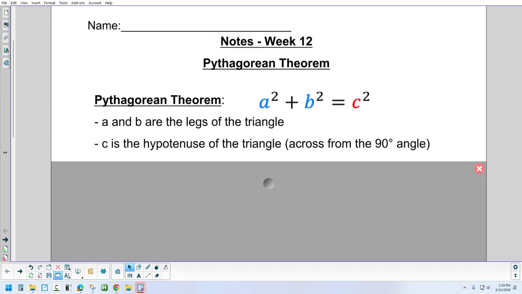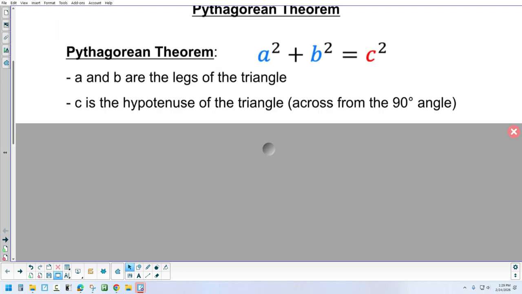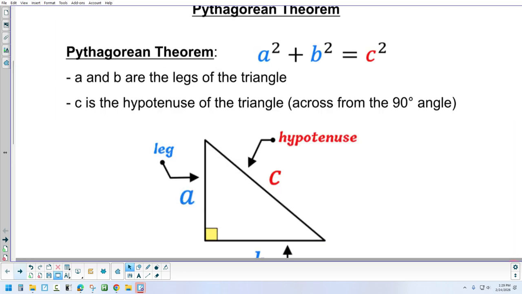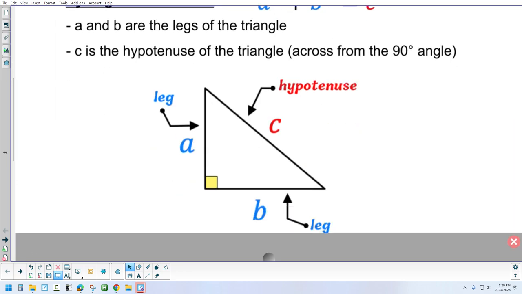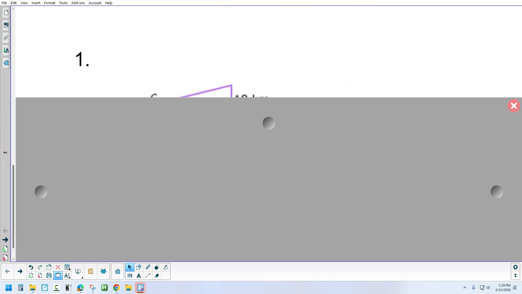Just make sure we know what the a, the b, and the c are. The a and the b are the two short sides of the triangle. We call those the legs. And c is the long side. We always call that the hypotenuse. So there's a picture of a triangle with the two short sides labeled as A and B, and the long side, which is always across from the 90, is your hypotenuse at C. So that's the formula, and let's just look at an example.